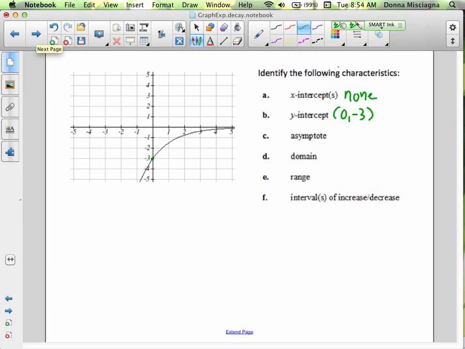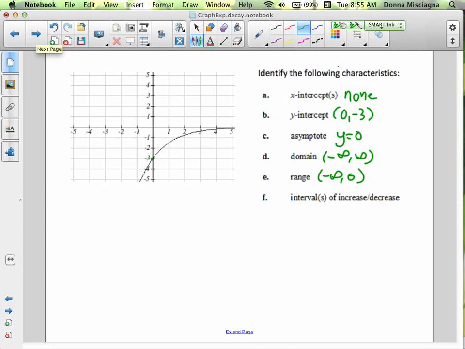Domain: all real numbers. You're not going to like the next one then. Orange 1, range. Reverse the whole thing. Negative infinity to 0. It was reflected, so it's going to be negative infinity to 0.